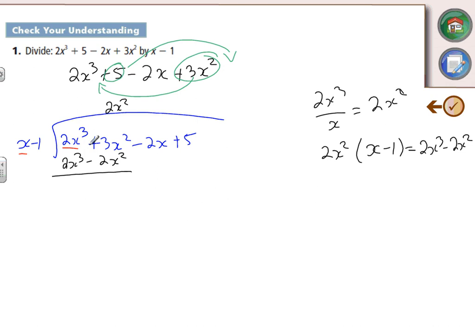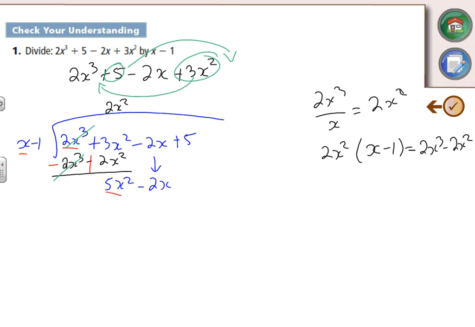And now we subtract. So for subtracting, change the signs. Don't forget to do that. That is a key step that people always mess up. Then we got a positive 3x squared and a positive 2x squared. Going to leave us with 5x squared. Bring down the next term.